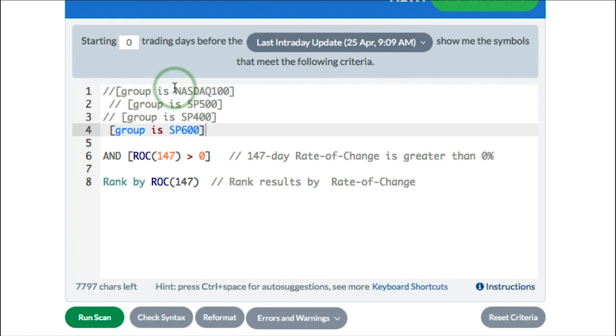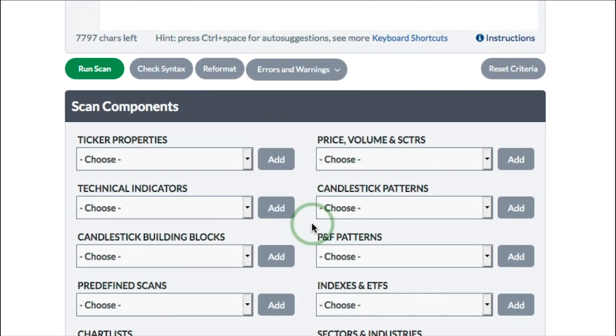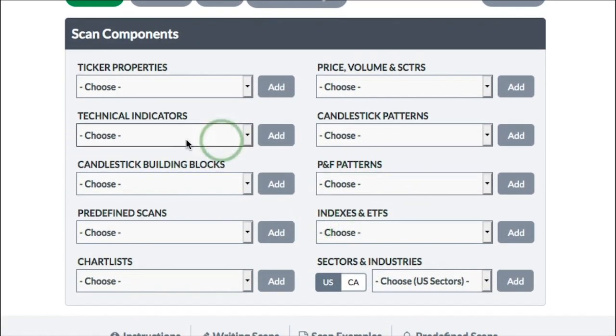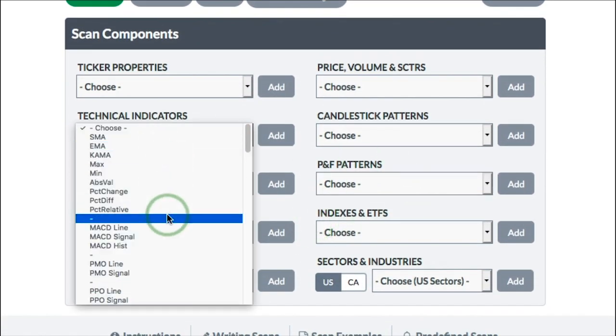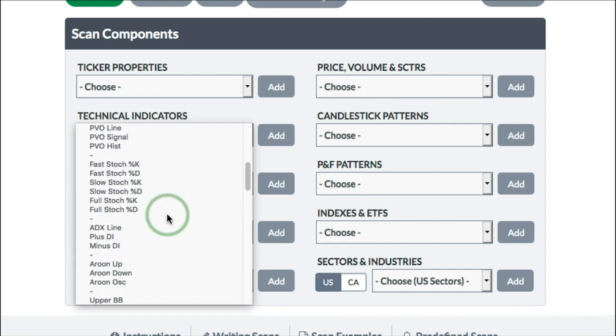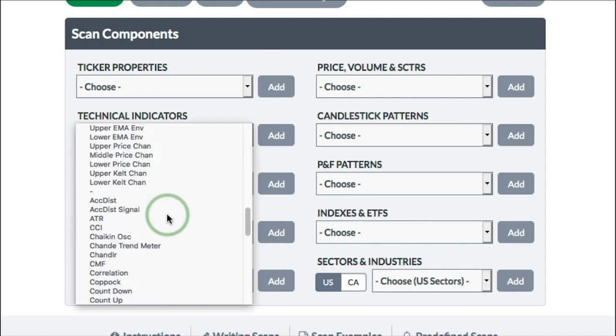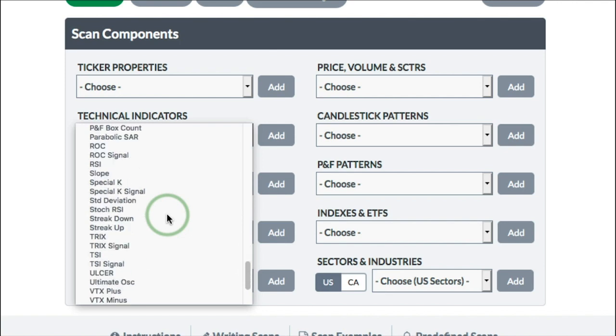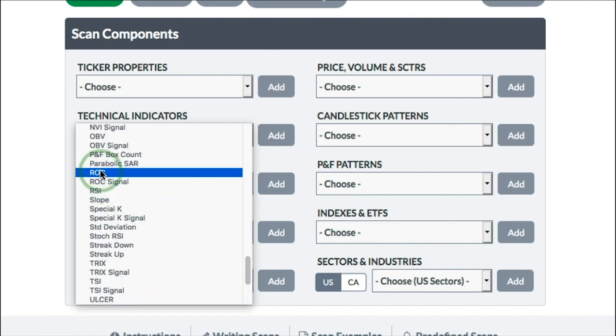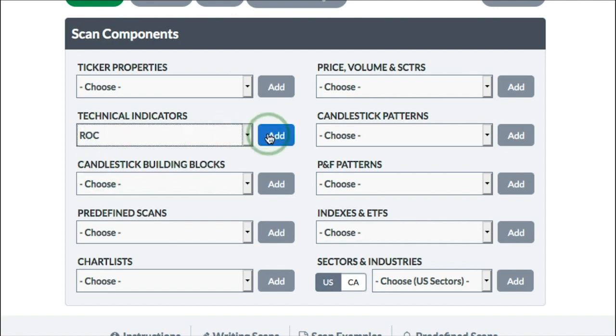Now, if you don't know the terminology or the code for a particular index, you can always go down to the scan components section. So if you don't know rate of change, you could go down and you could insert this indicator using this drop-down menu that I am showing here. You just scroll down. There's a whole bunch of indicators you can use. There's rate of change. Click Add, and that will be added to your scan code.